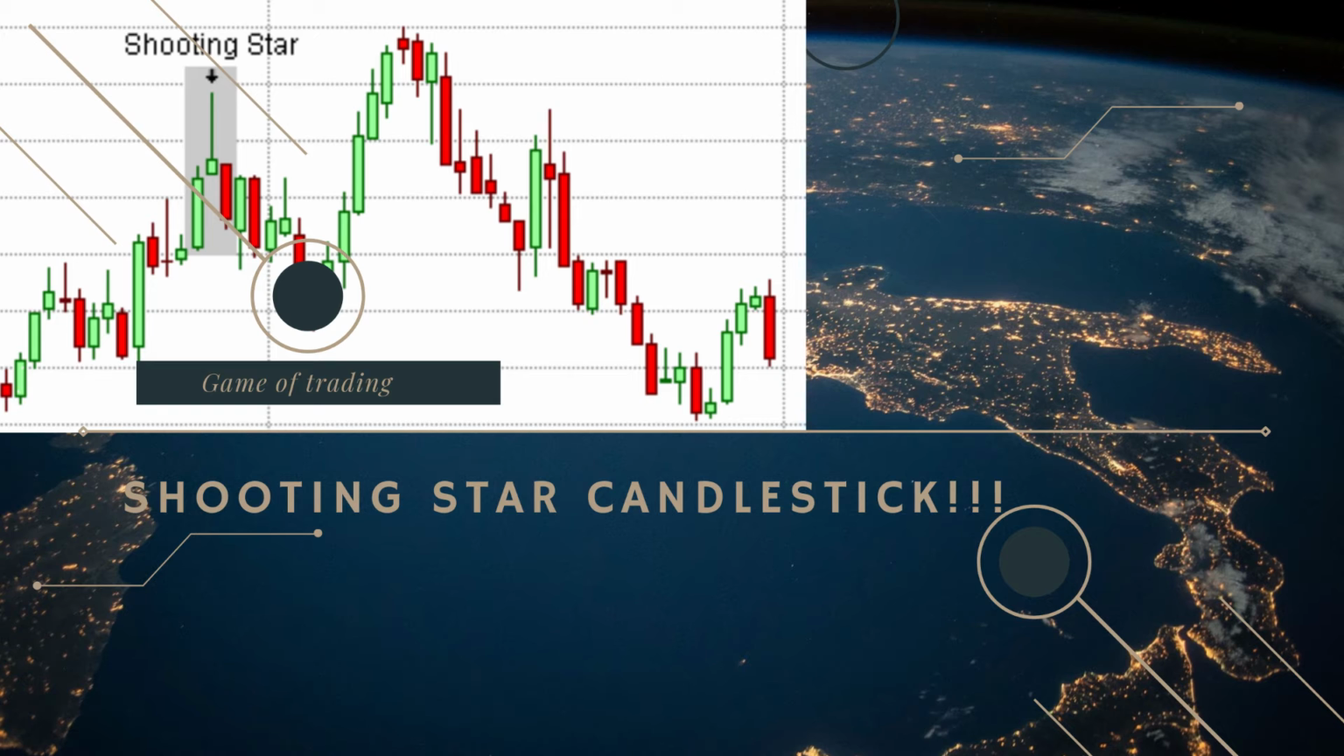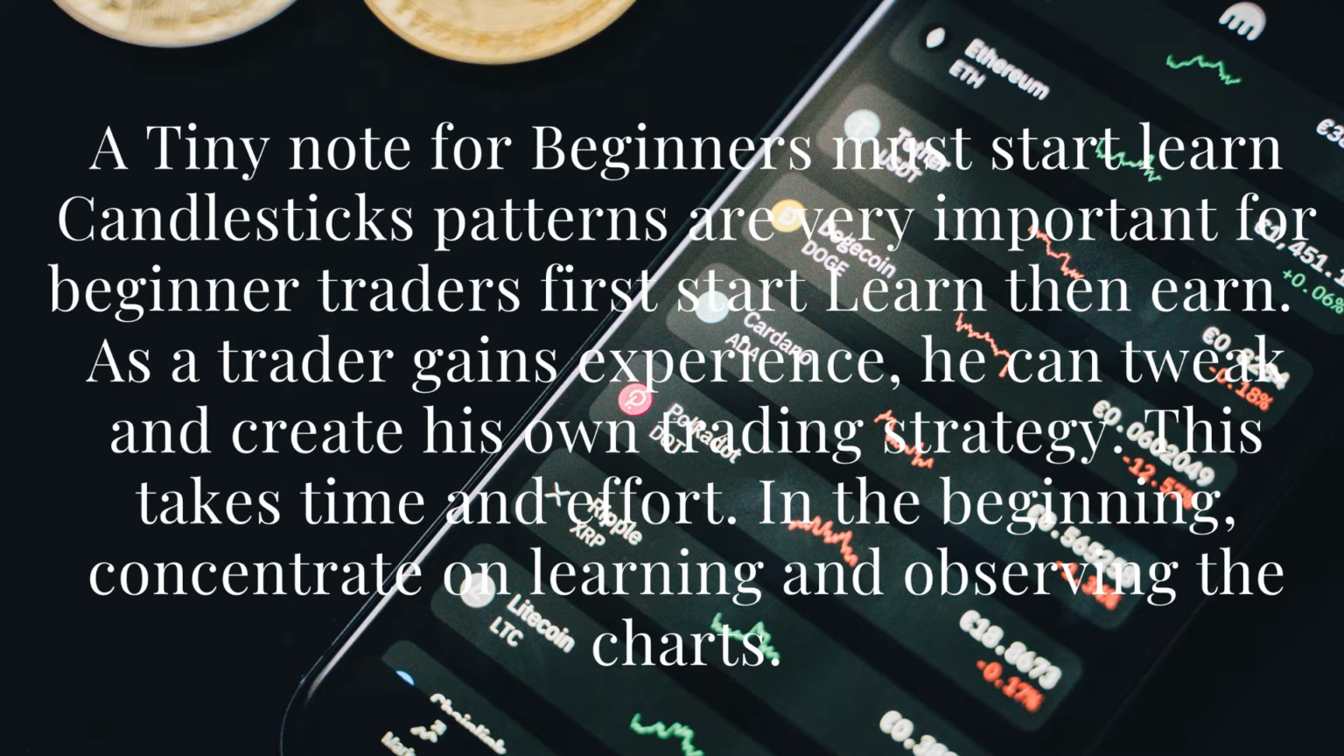This is Bhargav. Here I'm back with another vital candlestick, which is the shooting star. A tiny note for beginners: you must start learning candlestick patterns very keenly, and it is very important for beginner traders. First start learning, then earn.